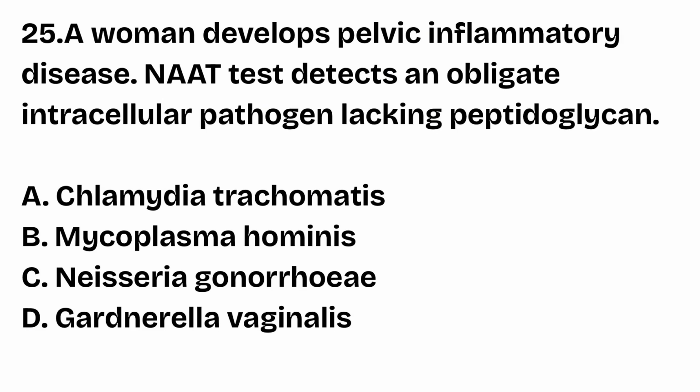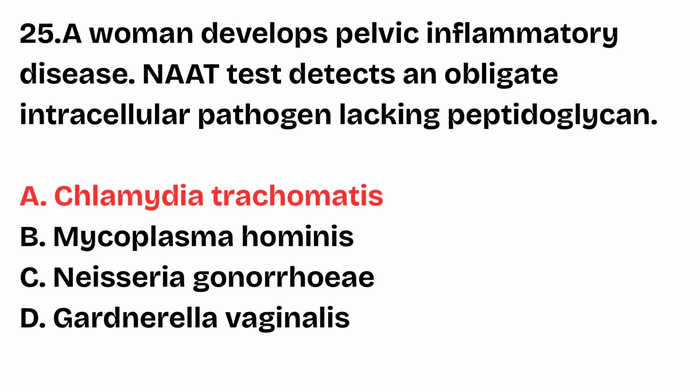Question number 25. A woman develops pelvic inflammatory disease. NAT test detects an obligate intracellular pathogen lacking peptidoglycan. Identify the pathogen. Chlamydia trachomatis, Mycoplasma hominis, Neisseria gonorrhoeae, Gardnerella vaginalis. The right answer is option A, Chlamydia trachomatis. Chlamydia trachomatis is an obligate intracellular bacterium that lacks muramic acid in its peptidoglycan layer, making it undetectable on gram stain and responsible for pelvic inflammatory disease.